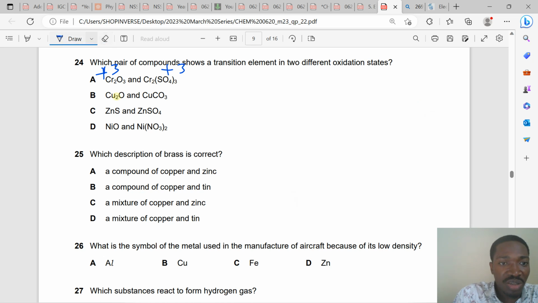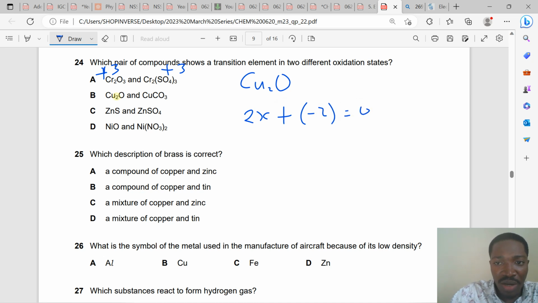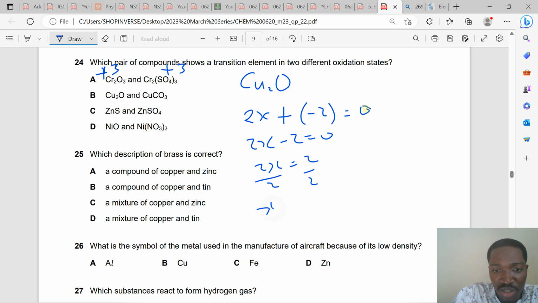Okay. So option B gives us Cu2O. Okay. So that means we have 2x plus -2 should give us 0. Why did I write this? Because we are interested in the oxidation number of copper, okay? And there are 2 atoms of copper here. That's why I wrote 2 times the copper that you're looking for. The oxidation number of oxygen is -2, so we put the -2 here. All of this should give us 0. So 2x minus 2 should give us 0. So 2x should be equal to 2. Divide both sides by 2. X should be equal to 1. So the oxidation number of copper here is +1.